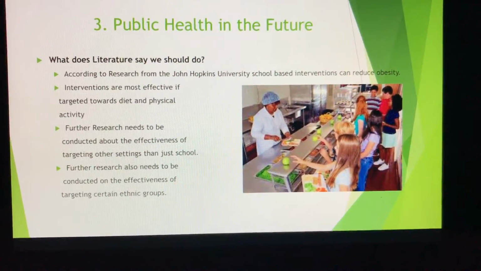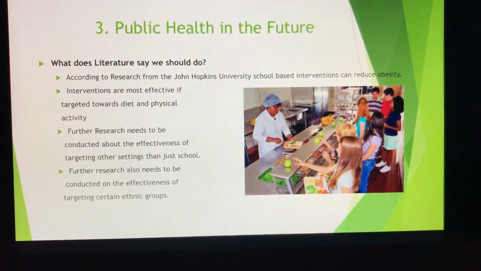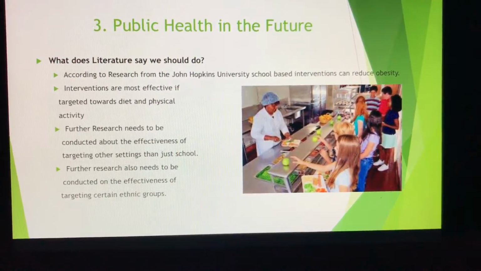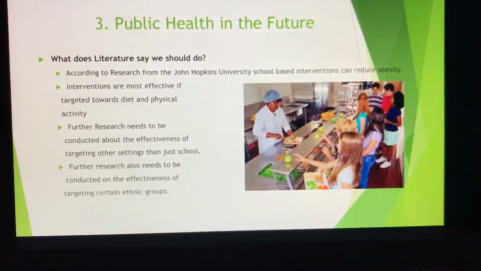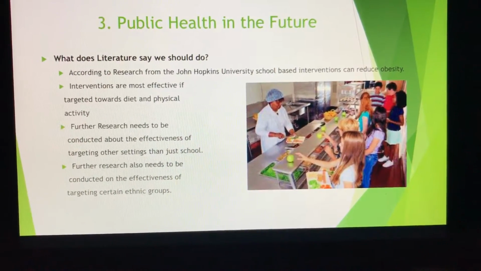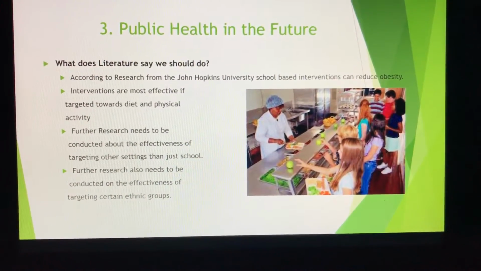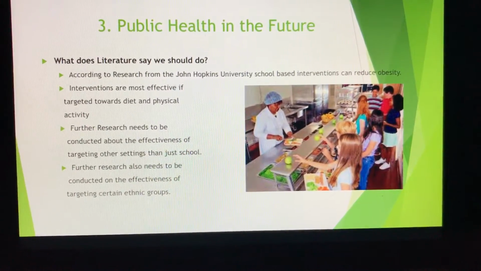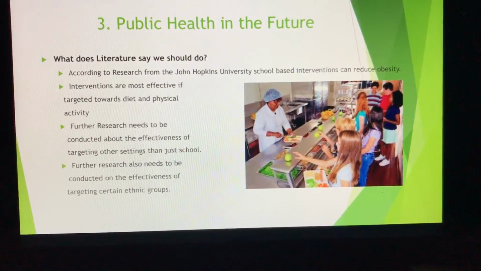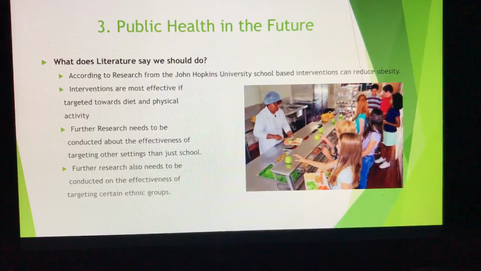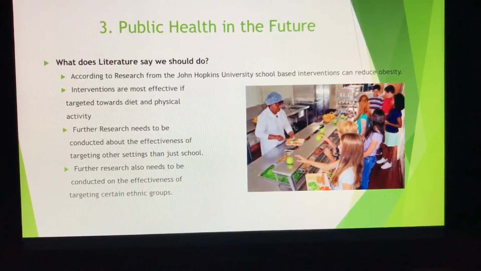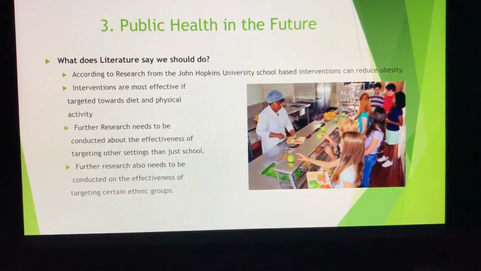So, public health in the future. According to research from Johns Hopkins University, school based intervention can reduce obesity. Interventions are most effective if targeted toward diet and physical activity, and further research does need to be conducted about the effectiveness of targeting other settings rather than just school, or about the effectiveness of targeting certain ethnic groups.